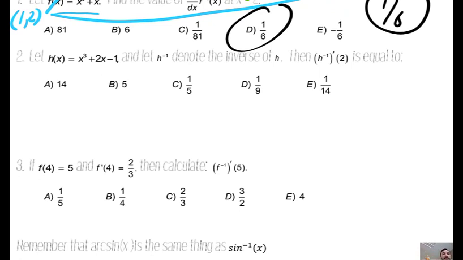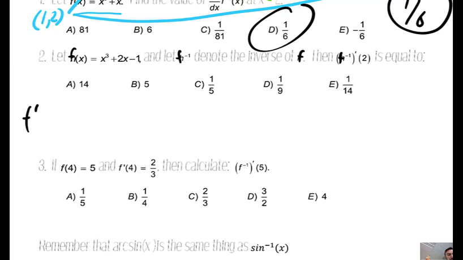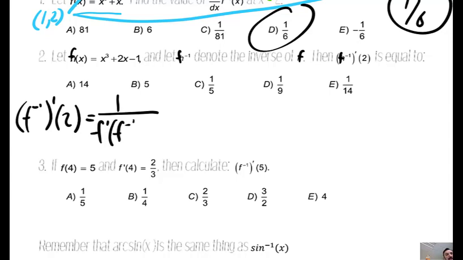Okay, so for question 2, I'm going to just change these to F because it really doesn't matter and it fits my formula a little bit better. So my formula says if I want to know the derivative of the inverse at 2, that can be found by doing 1 over the derivative of the function at the inverse at 2. Okay, so the first thing you got to figure out is what is 2 plugged into this function.